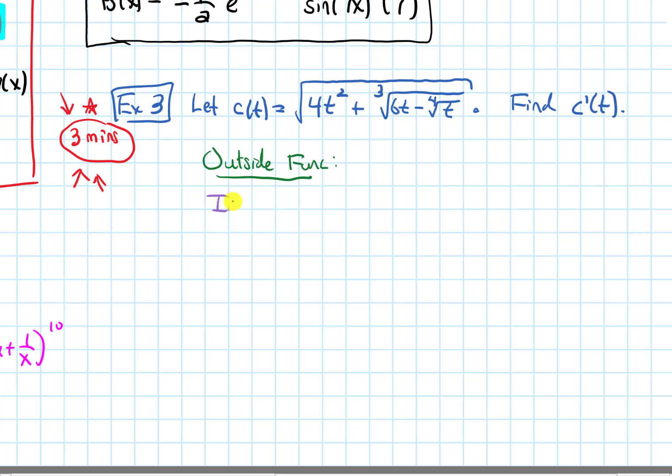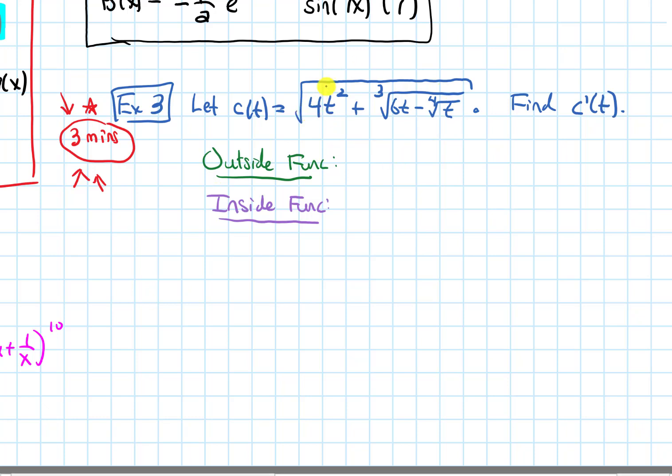So my inside function, eventually, I will just be able to tell what these are, and I'll just dive right into the chain rule without explicitly writing them every single time. Okay, so it's going to be helpful.